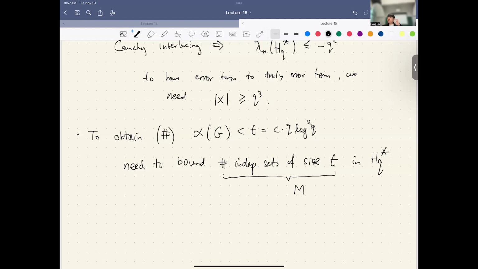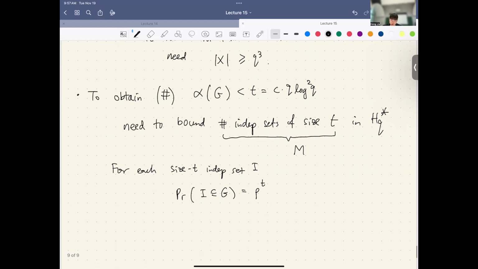Then when we do for each one of these, each size T independent set, the probability it survived, let's call it I, I is in G, is what? Is precisely P to the T, right? It's of size T. Each vertex is retained with probability P. It's P to the T.